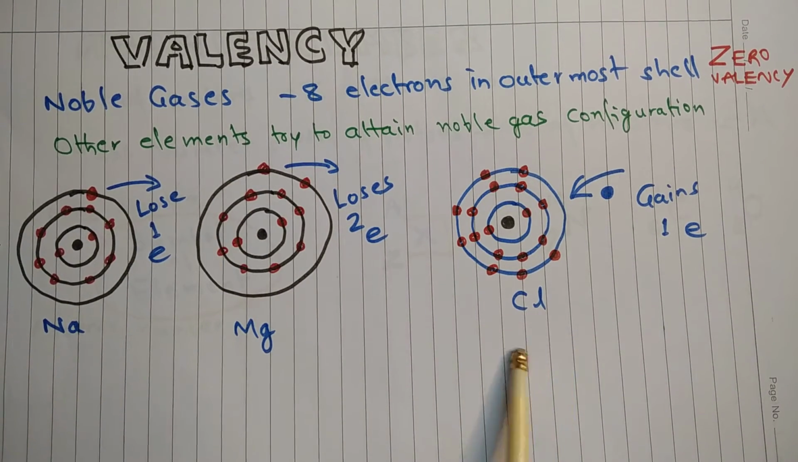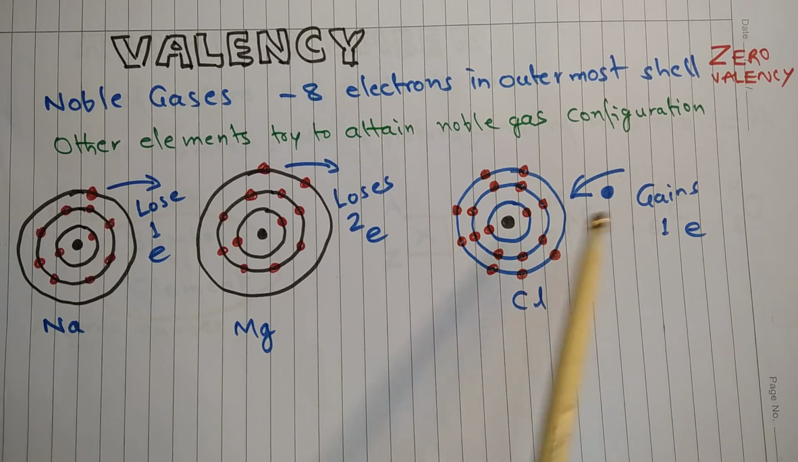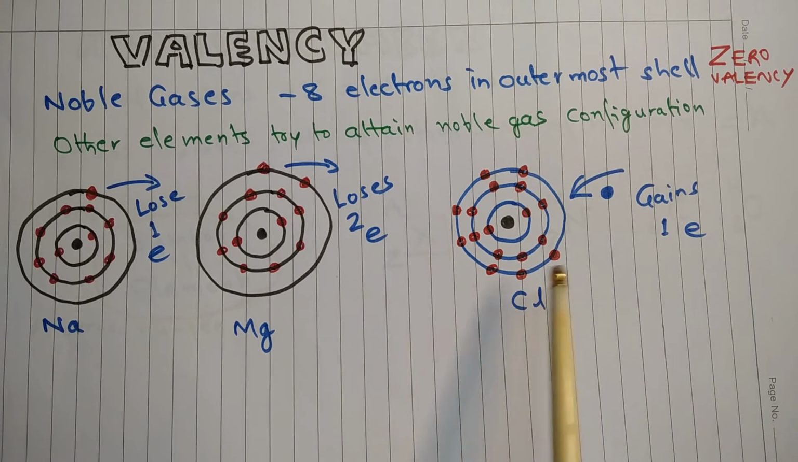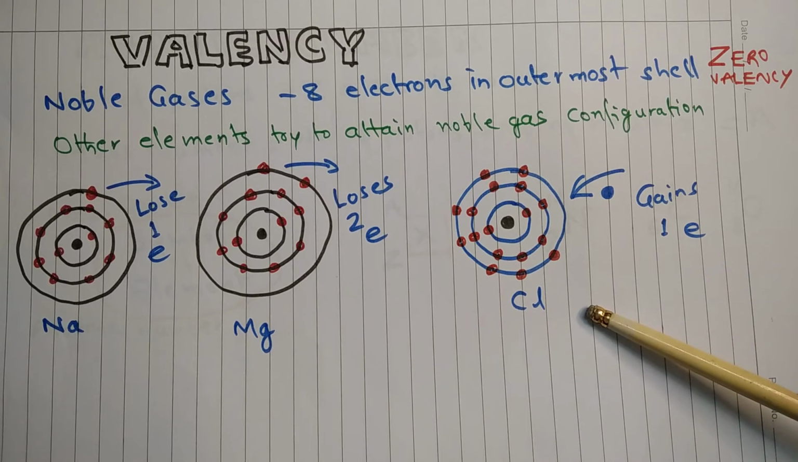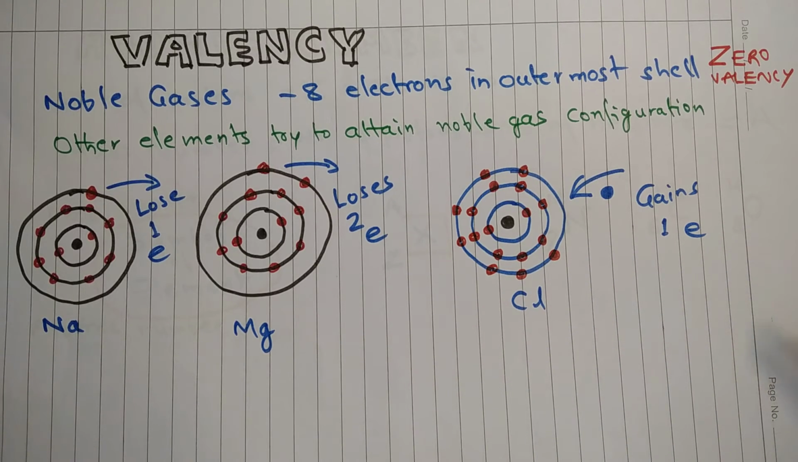Now this is the example of chlorine. There are 7 electrons in the outermost shell of chlorine. So for chlorine, it is easier to gain 1 electron rather than giving up 7 electrons, because transfer of 7 electrons will require more energy compared to transfer of 1 electron. So chlorine gains 1 electron to make a bond, to make a compound.